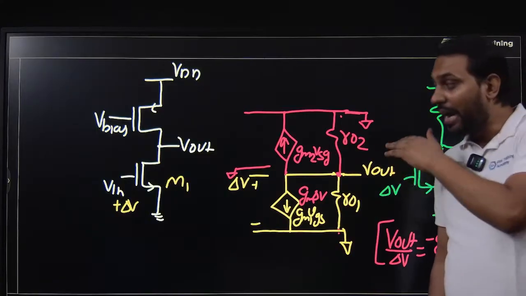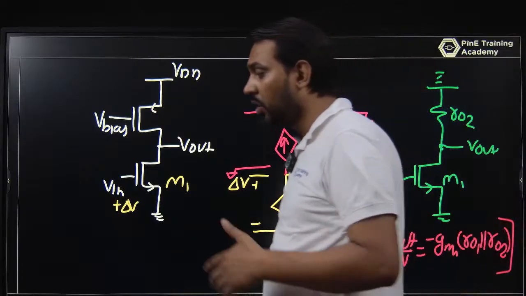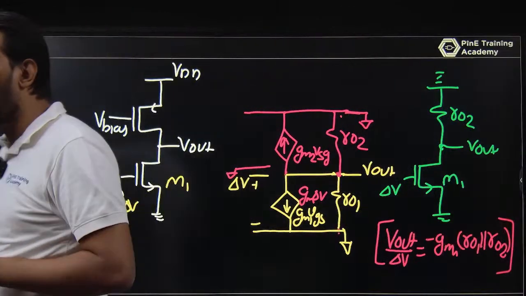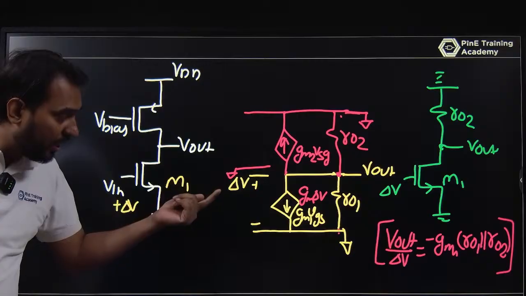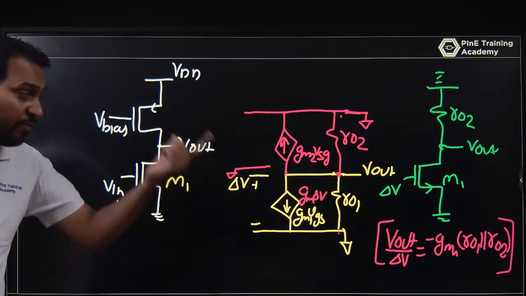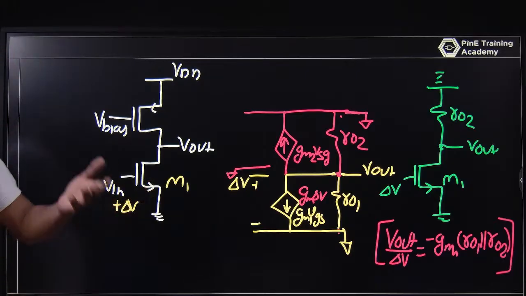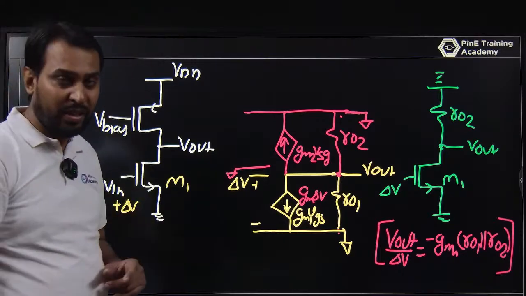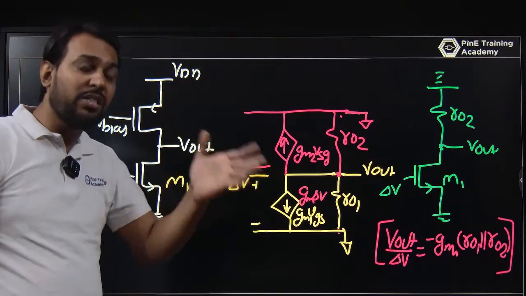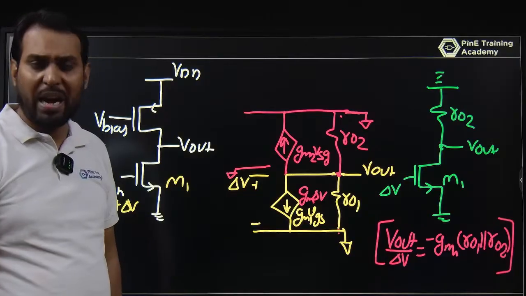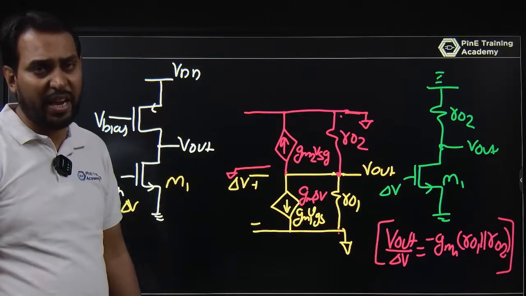In a current source load, you are using a MOSFET as a current source load. The gain is minus gm1 (r01 parallel r02). The gain is higher there. In a resistance load, it is minus gm (RD parallel r0). So if r0 is very high, it is minus gm RD. If RD is very high, that is minus gm r0, which was the intrinsic gain.